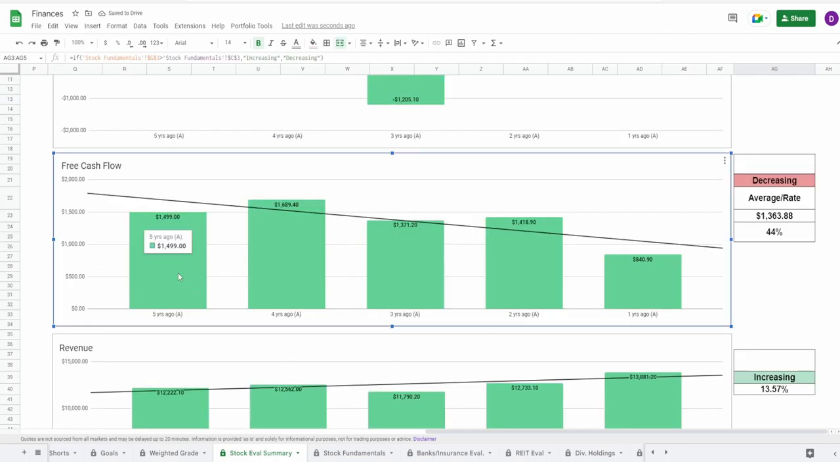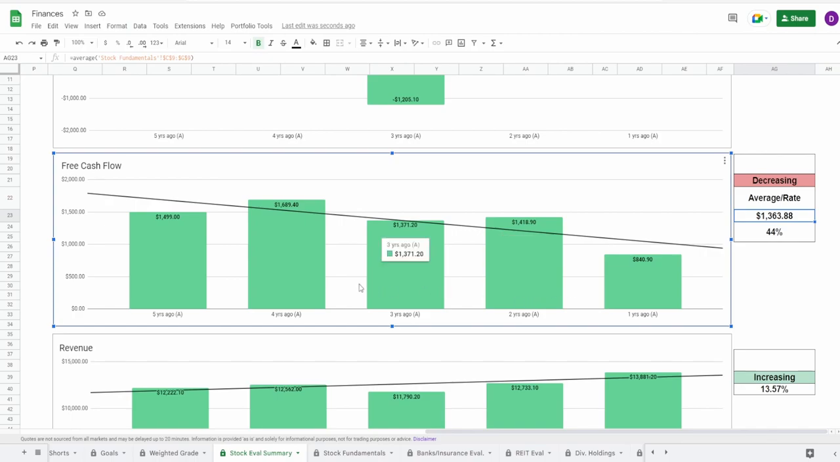Into the free cash flow, we got 5 years ago of $1.5 billion to 1 year ago of $840.9 million. That is a decrease of 44% with an average of $1.36 billion. So again, I was right. The fact that the last year's free cash flow's payout ratio was a lot more than the average means that this year's free cash flow, at least last year's free cash flow, was significantly lower. And boy, was it. In fact, they didn't have the $1 billion mark at all last year.